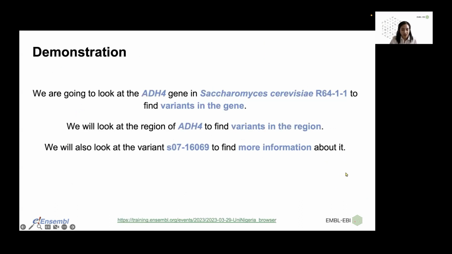For this demonstration, we are going to look at the ADH4 gene in Saccharomyces cerevisiae. We're going to look at all of the variants within the gene, and the variants within the region, so also the flanking regions of the gene. Then we're going to look at a particular specific variant in ADH4. First up, I'm going to copy and paste what we were looking for into the chat box.